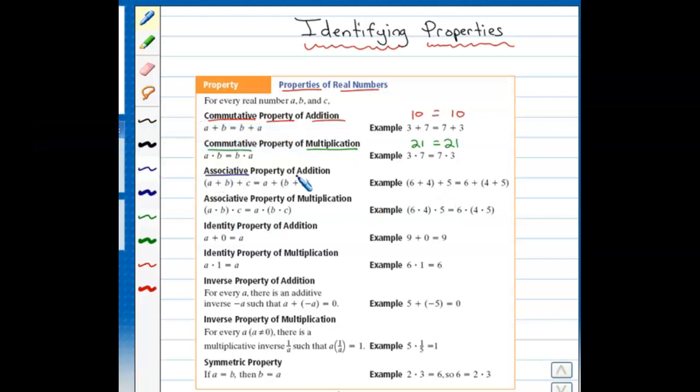The associative property of addition states that (A plus B) plus C is equal to A plus (B plus C). For the left side, you group together A plus B, and on the right, you group together B plus C, and the left side will still be equal to the right. So (6 plus 4) plus 5 is equal to 6 plus (4 plus 5). You do what's inside parentheses first. 6 plus 4 is 10, then you add 5. Then on the right you have 6, and you add 4 plus 5, which is 9. 15 is equal to 15.